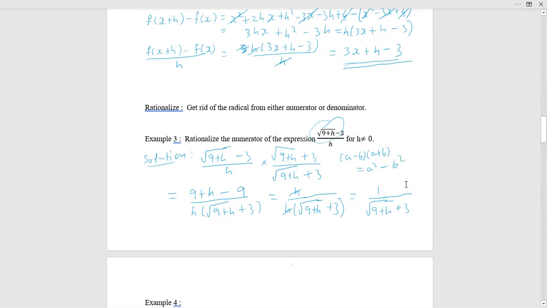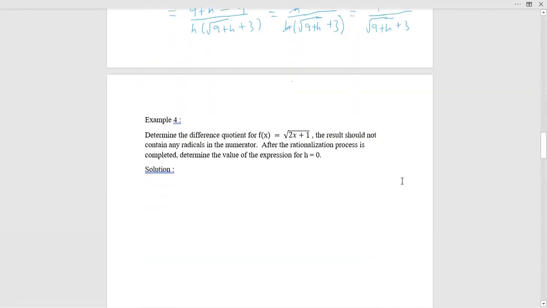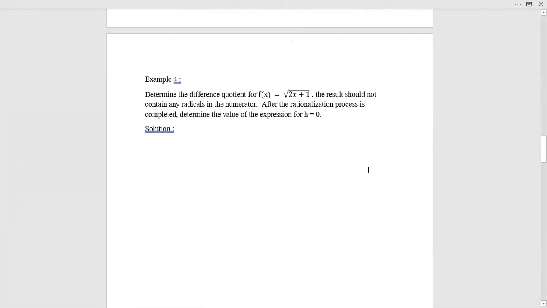Okay. That's example 3. Example 4. Determine the difference quotient for f(x) equals square root of 2x plus 1. The result should not contain any radicals in the numerator. After the rationalization process is completed, determine the value of the expression for h equal to 0.